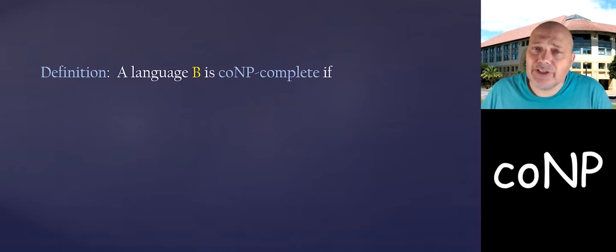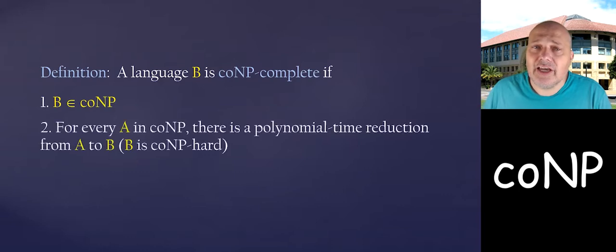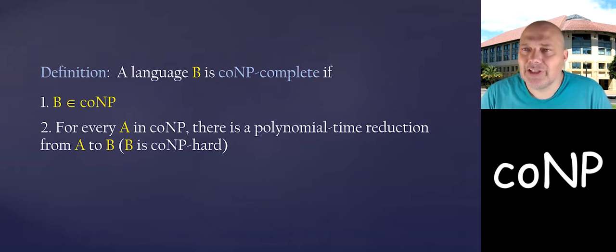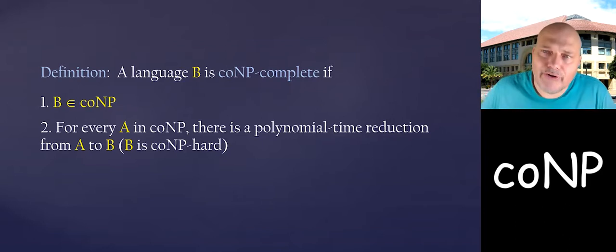So a language B is coNP complete if it is in coNP, and for every other language in coNP, there is a polynomial time reduction to B. So from every A in coNP, A reduces in polynomial time to B. This is just the analog of NP completeness. NP completeness is that you need to be in NP and you are NP hard. coNP completeness is that you are in coNP and you're coNP hard.